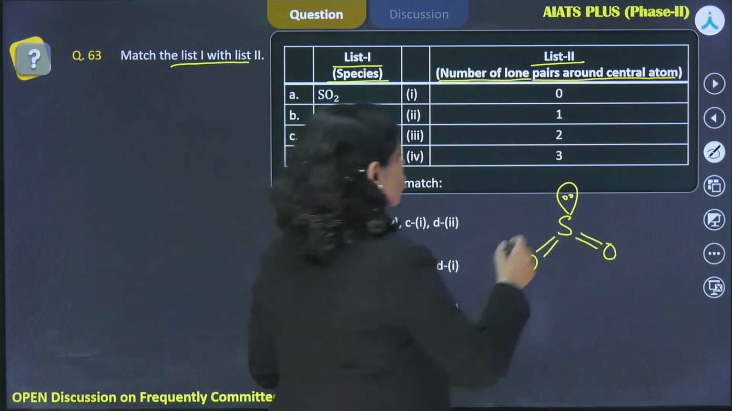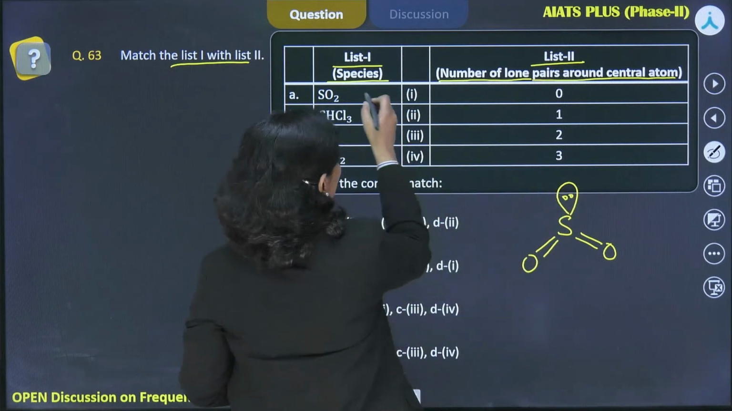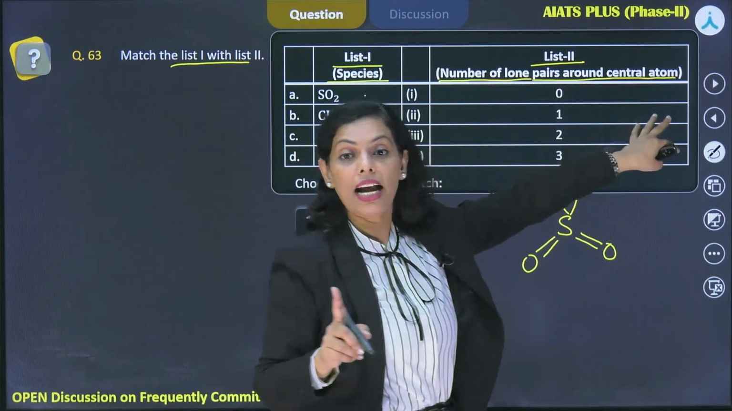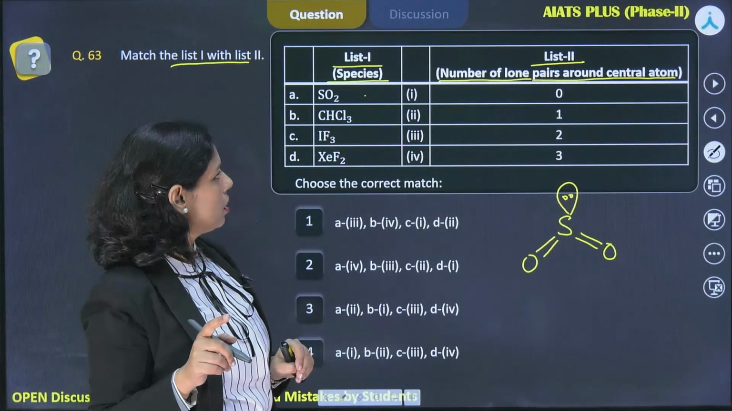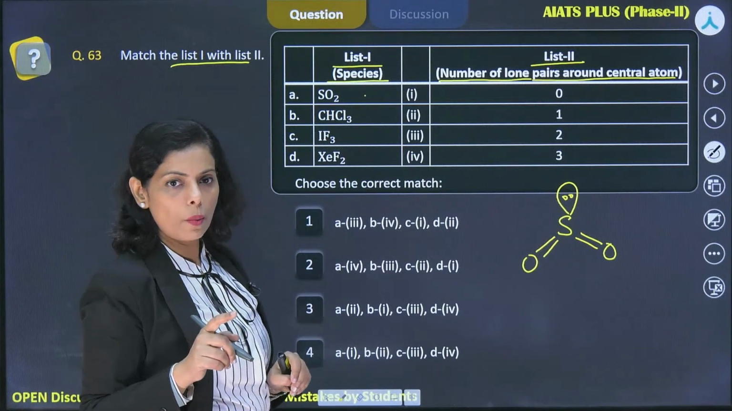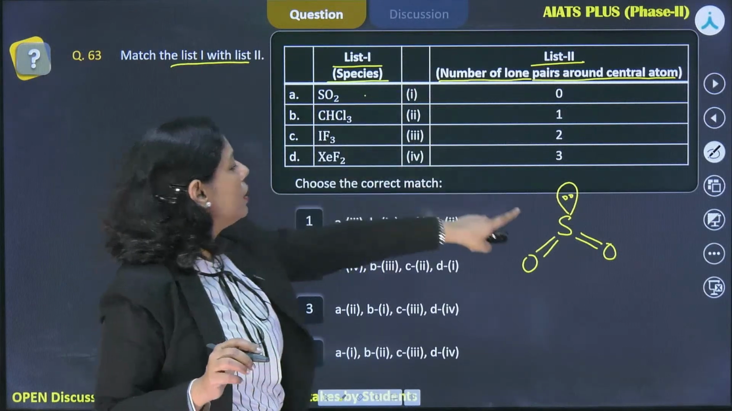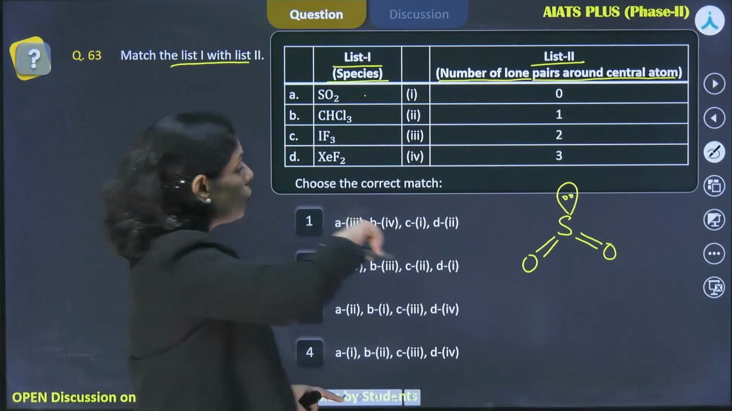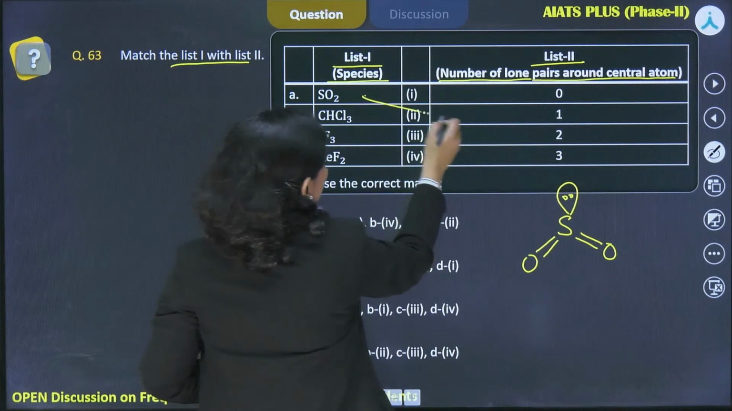Okay? So let's talk about SO2. This SO2 has 1 lone pair. If they ask the number of lone pairs around the central atom, you need to look at the central atom. Suppose they are saying the total number of lone pairs, then you need to count the lone pairs on the oxygen atoms as well, right? So here it's matching with the second one.